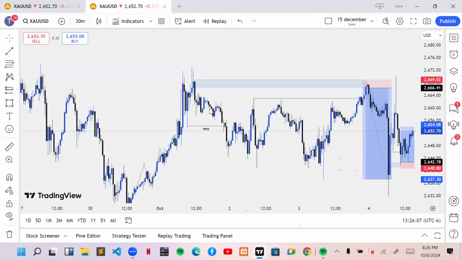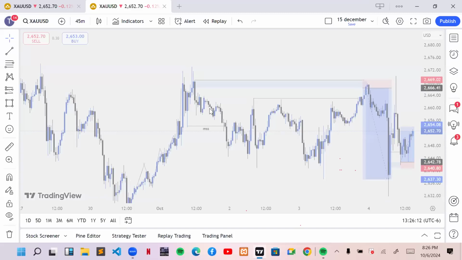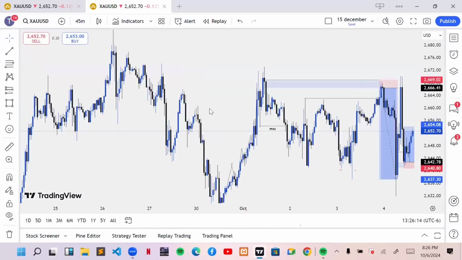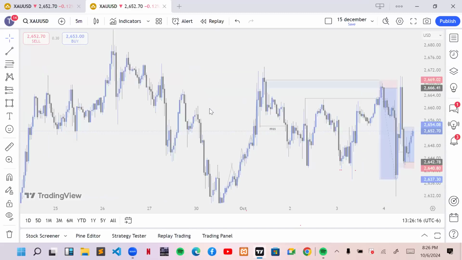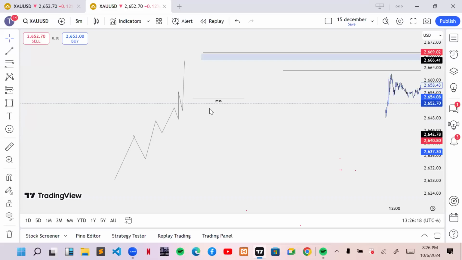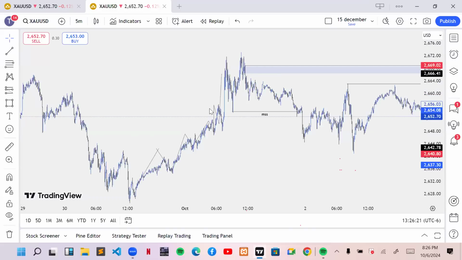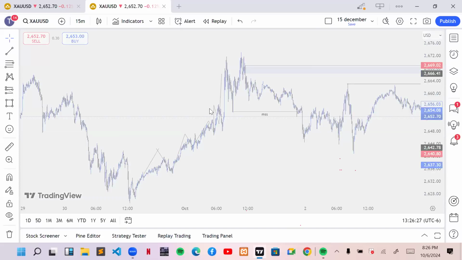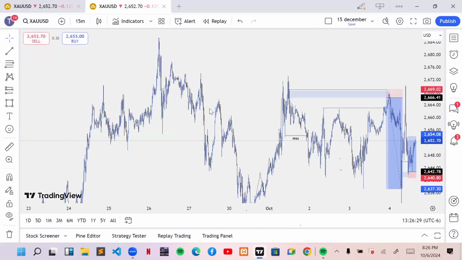Structure on 45 minutes is the same as structure on 30 minutes. For example, there was a market structure shift on 30 minutes. If I go to 45 minutes, it's still a market structure shift. If I go to 5 minutes, it's still a market structure shift. It's structure. 10 minutes, the same thing. 15 minutes, the same thing. You just have to identify structure. Structure is structure, regardless of time frames.